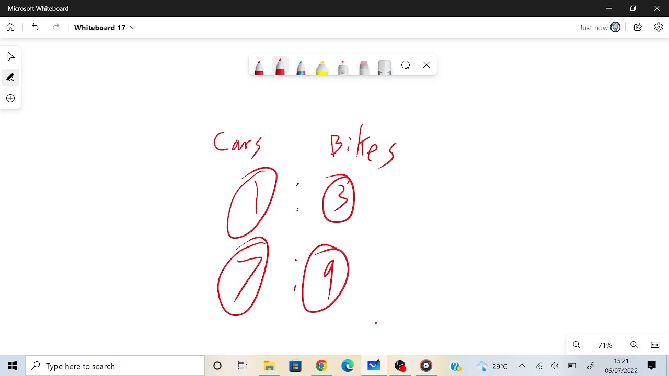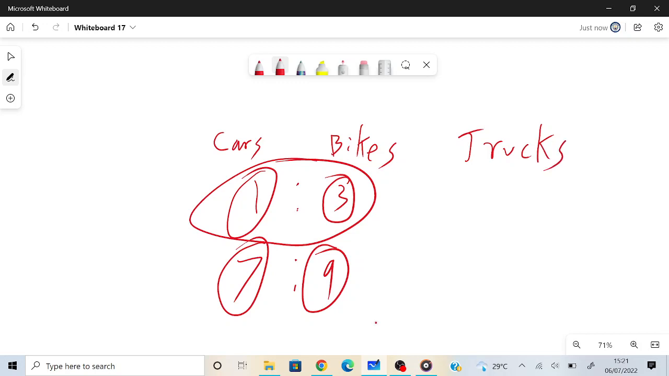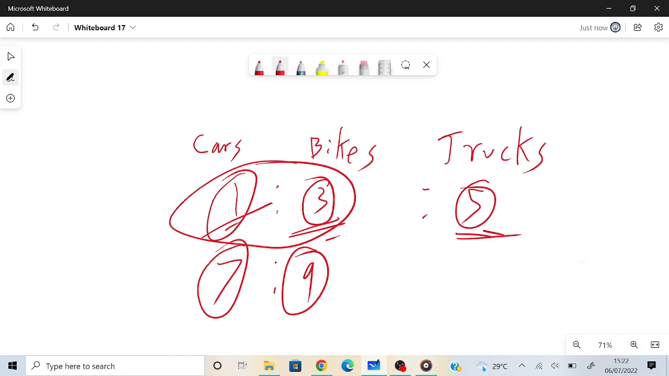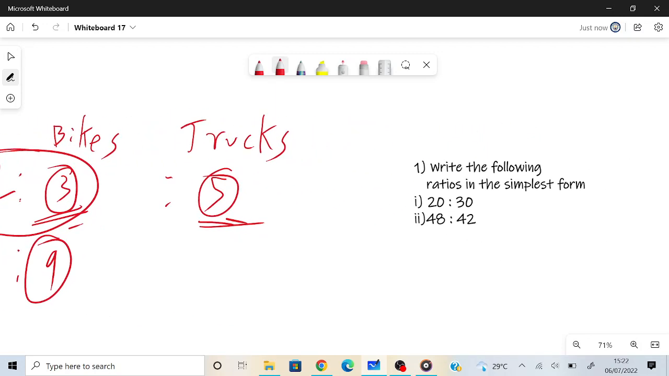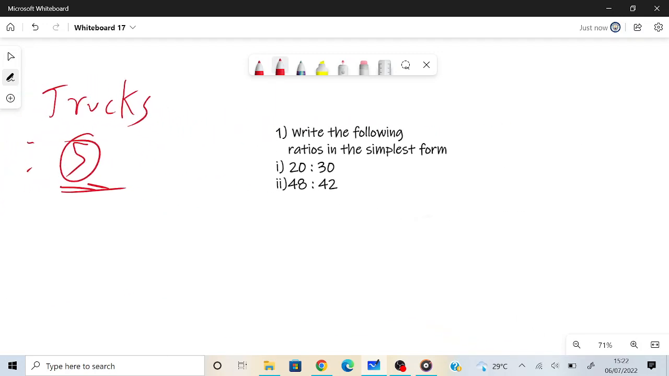And of course, a ratio is not limited to 2 things, it can involve 3. Suppose I add trucks, and I could say maybe 5 here. So this would be: for every 1 car, there are 3 bikes, and for every 1 car there are 5 trucks. So I could also say for every 3 bikes there are 5 trucks. I could also say for every 5 trucks there are 3 bikes and 1 car. These are different ways of simply presenting your answer. So let's go ahead and dive into examples and see what we mean by ratios.